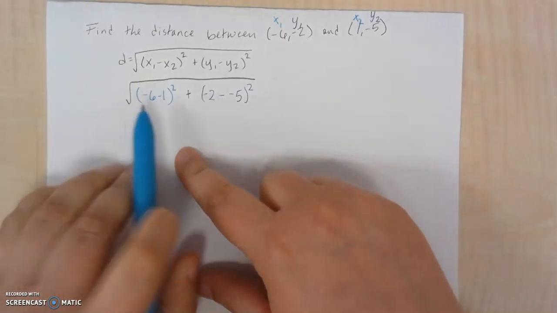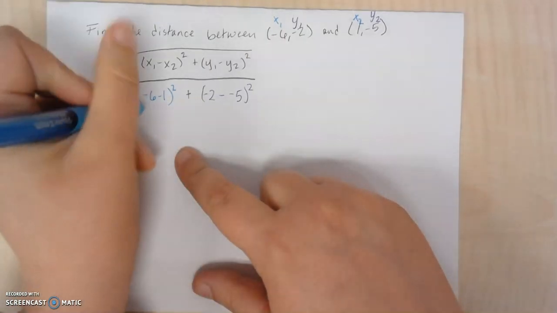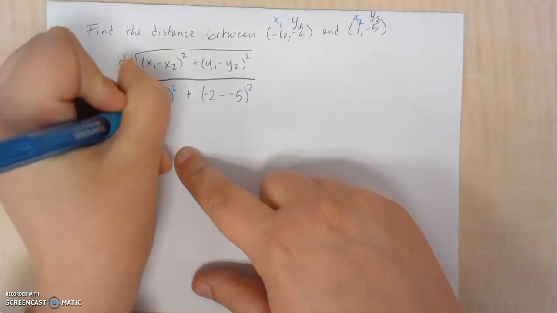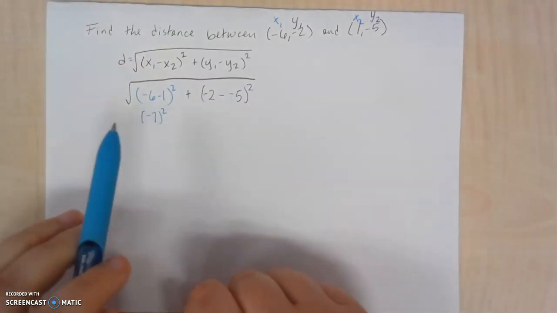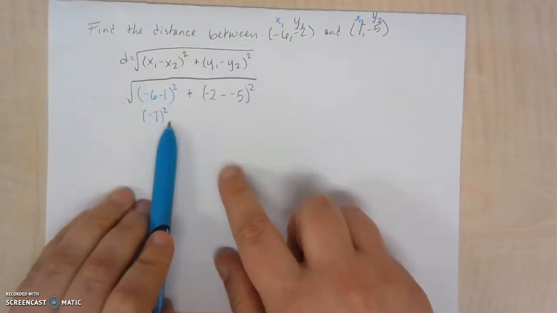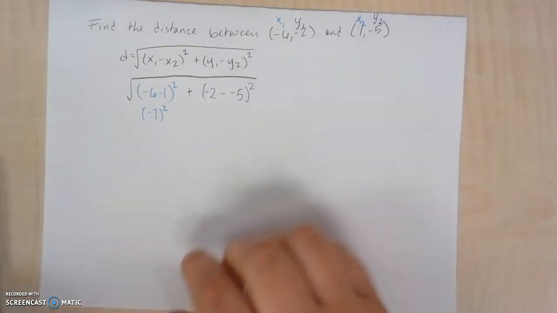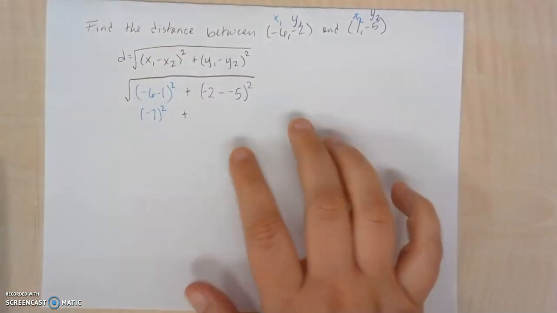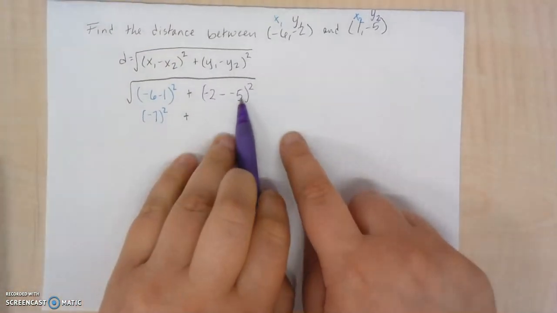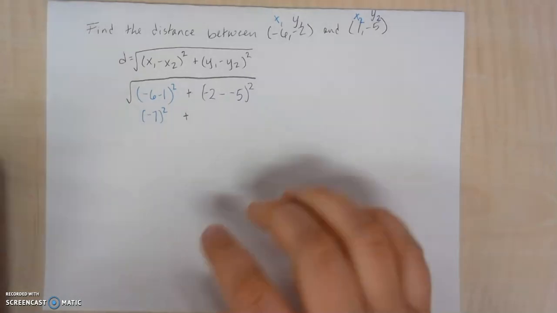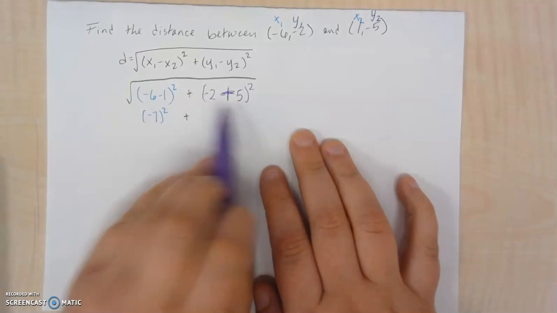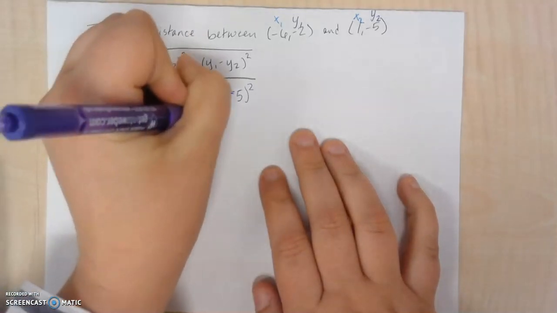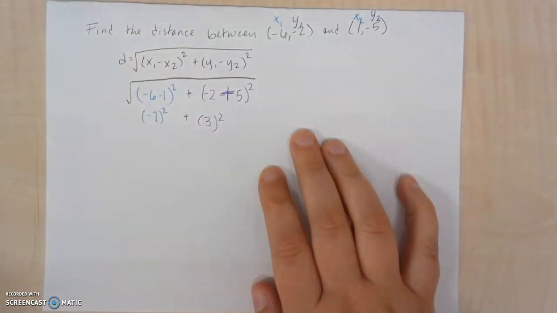So, -6 minus 1 is -7 squared. Now, distance can't be negative, so technically we'd want to take the absolute value of this, but the squaring is going to get rid of the negative, so I'm going to skip that unnecessary step. And then we've got -2 minus a -5. Now remember, when we minus a negative, it turns into a positive. So I'm just going to make that little plus sign there. So -2 plus 5 turns into 3. So 3 squared. That should all be under the square root.